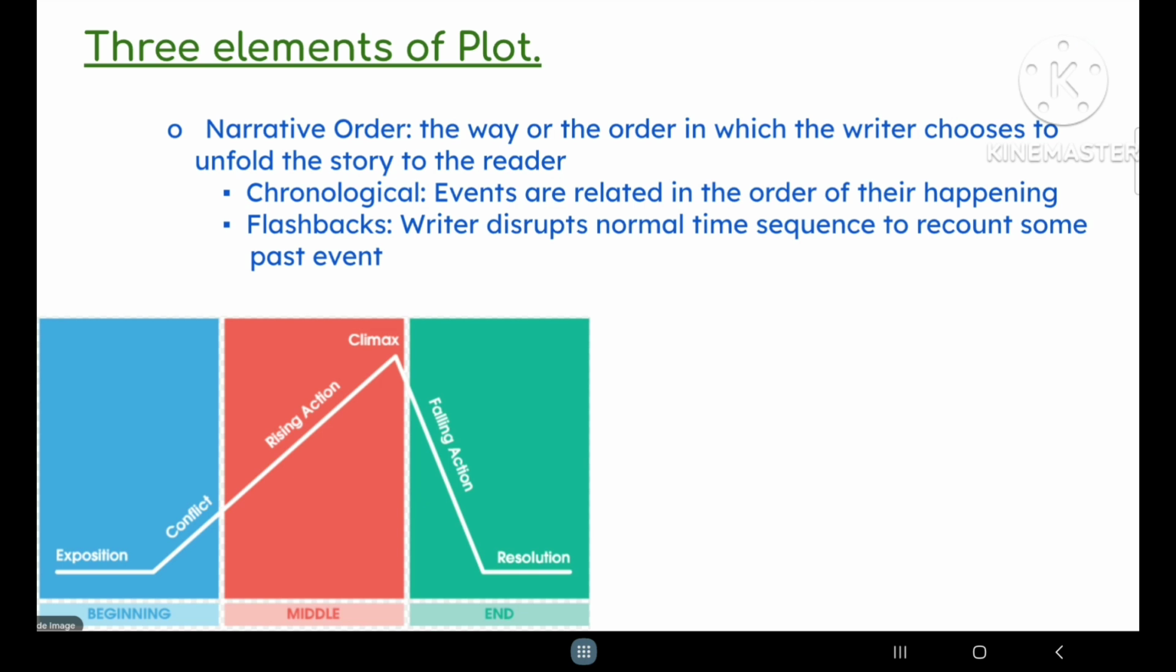Now let's briefly discuss the three elements of the plot. First one is narrative order. It is the way or the order in which the writer chooses to unfold the story to the reader. Narrative order is of two types, chronological and flashbacks. In chronological order, events are related in the order of their happening, whereas in flashback the writer disrupts normal time sequence to recount some past events.